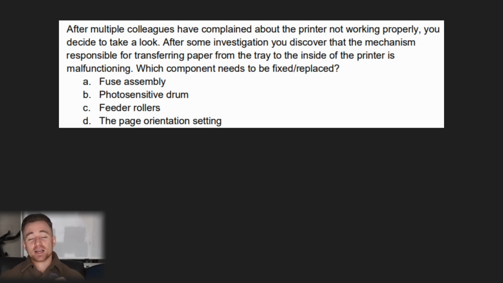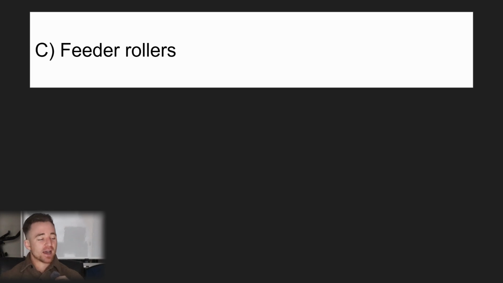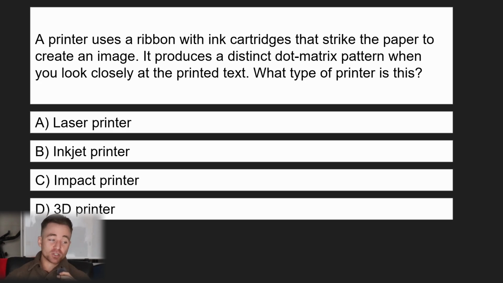Pause the video if you need to. Answer in 3, 2, 1. Now, the answer is C, your feeder rollers. Again, just know what different components do within a printer and you should be fine. Another question, here we go.